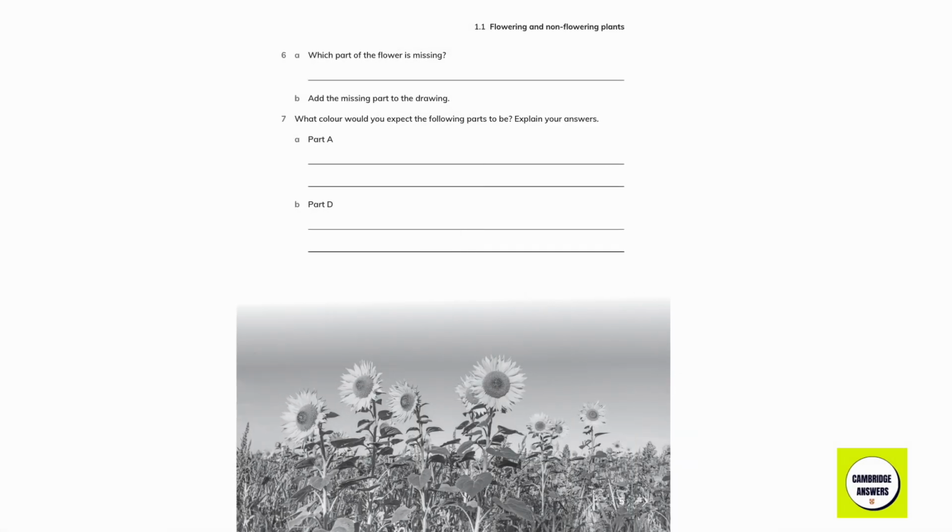Question number 6. Which part of the flower is missing? The petals. Add the missing part to the drawing. That we've already done. What color would you expect the following parts to be? Explain your answer. Part A. Part A is anthers and it has pollen, so the pollen could be yellow, orange, or brown. Part D is sepals, so it will be green.